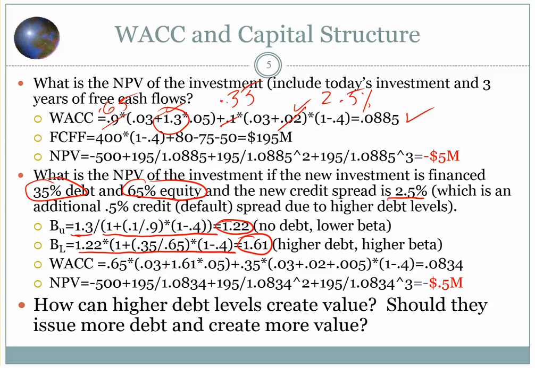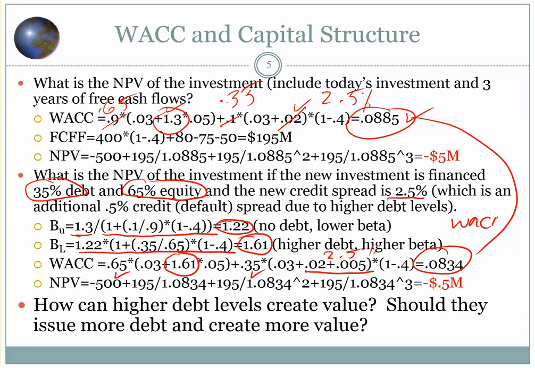And then I'll plug the 1.61 into CAPM along with the 65%, 35% of debt, and then the new debt spread of 2.5%. And I get a project WACC of 8.34 versus 8.85. So the WACC has fallen as we increase the debt.